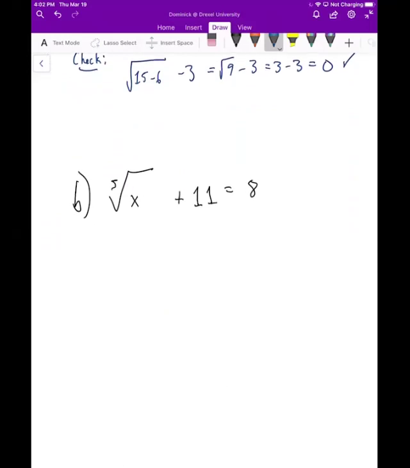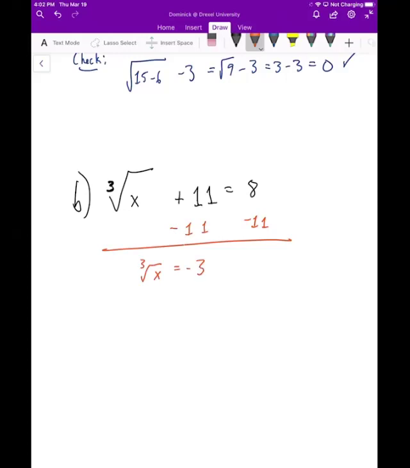Now, of course, that doesn't really look like a 3, but that's what it's supposed to be. So this is a cube root of x plus 11, all right? So again, even though we have a cube root here, the idea is still the same. I want to get the radical by itself. So first, let's subtract 11, and we have a cube root of x is equal to negative 3.